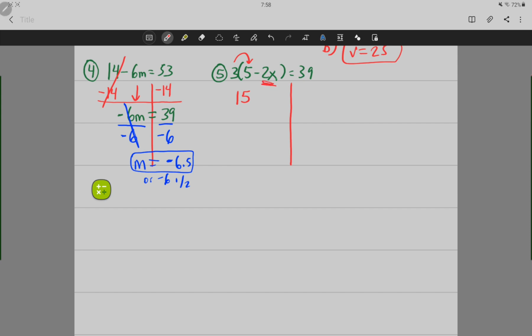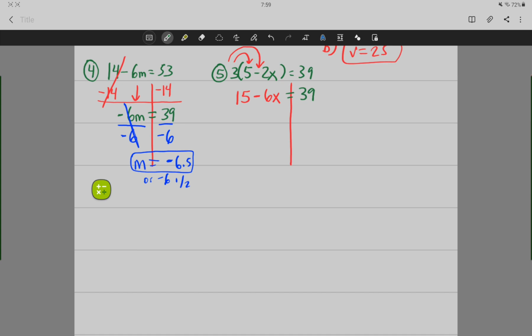No, it's not 2x, but look, it says minus 2x, so that for us means negative 2x. So we have to multiply the positive 3 again, this time times, notice I'm pointing to it, negative 2x. So 3 times 2 is 6, so I'm going to get negative 6x. Okay, bring down our equal sign. 39 we haven't touched yet, so bring it down. So now it reads 15 minus 6x equals 39.